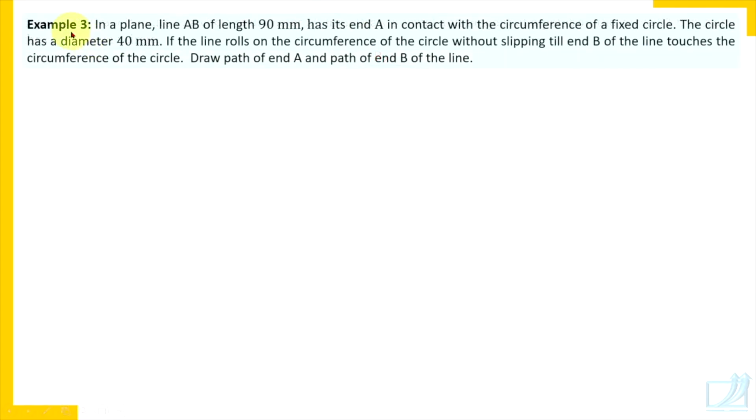Read this problem. In a plane, line AB of length 90 mm has its end A in contact with the circumference of a fixed circle. The circle has diameter 40 mm. If the line rolls on the circumference of the circle without slipping till end B of the line touches the circumference of the circle, draw path of end A and path of end B of the line.